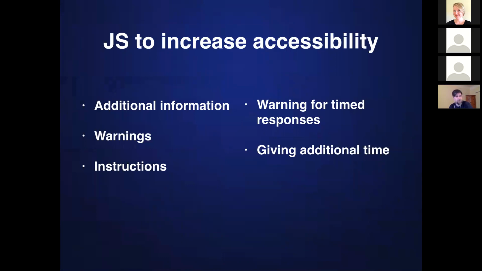What are some of the things we can use JavaScript to increase accessibility? Well, we can provide additional information. We can make sure that there's warnings and the warnings are seen easily. We're able to provide additional instructions. We're able to provide additional time for people. We're able to warn people when there's a timed response and it's running out of time. We can use a pop-up and warn people saying, hey, you're about to time out. Do you want more time? We can use JavaScript in all kinds of ways, but it needs to be perceivable.